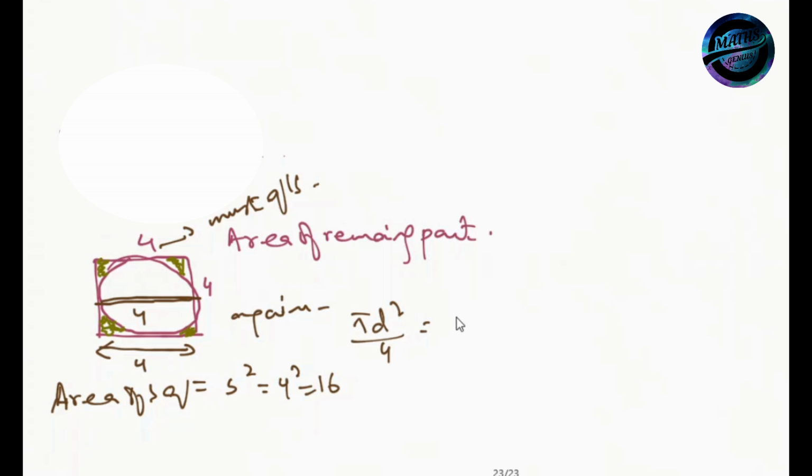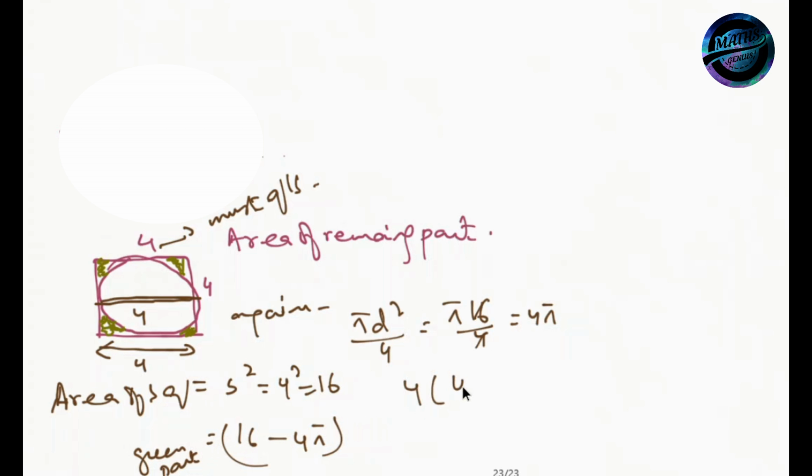So now we know the area of a circle. So pi times 16 over 4. This is cancelled, so it becomes 4 pi. So the area of the unshaded part, or sorry, the shaded part or the green part, right? Green part is equal to 16 minus 4 pi. I am taking 4 common, so it becomes 4 times (4 minus pi), and this is your final answer.